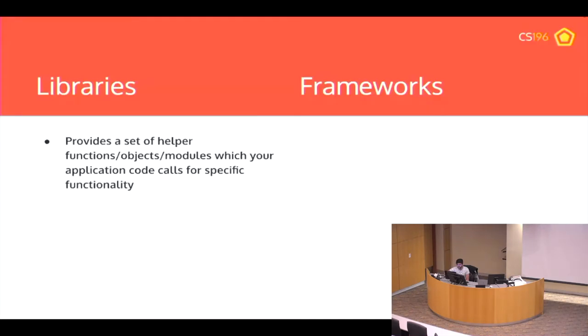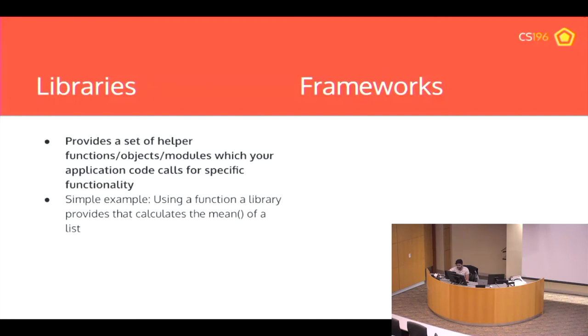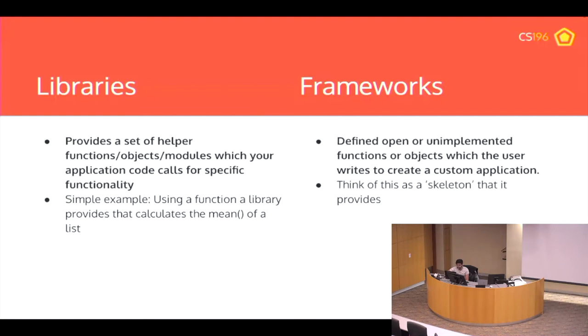So very quickly, just a side-by-side comparison. Libraries provide a set of helper functions, objects, modules, which your application code can call for specific functionality. So consider the example of a library that provides statistics functionality. And one of the functions that it provides is calculating the mean of a list, for example. This is a very simple example, but you could imagine this library providing things like the normal distribution and other things related to statistics.